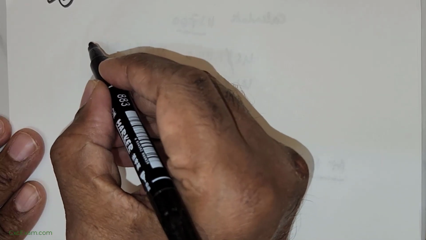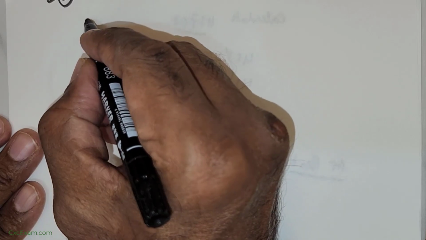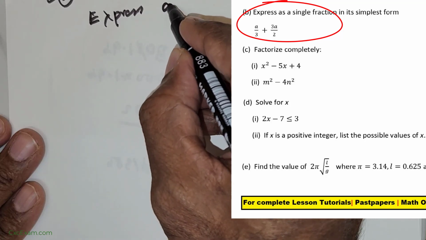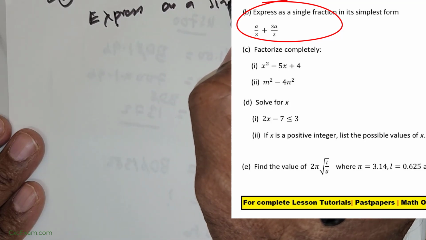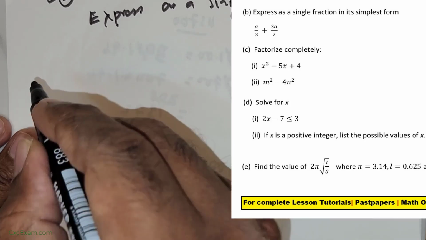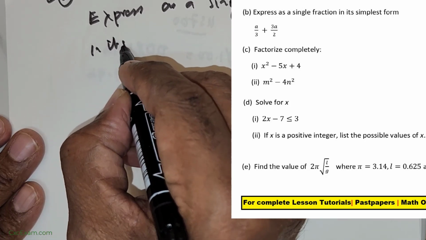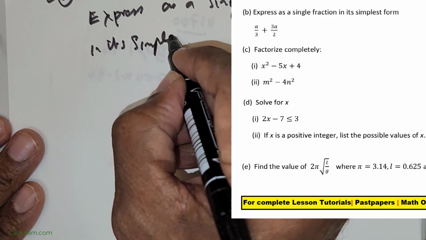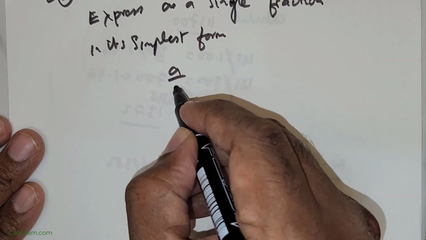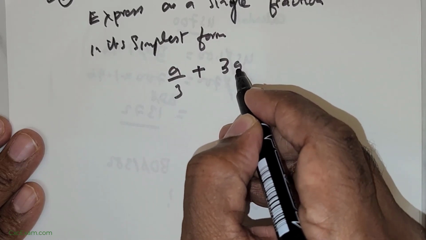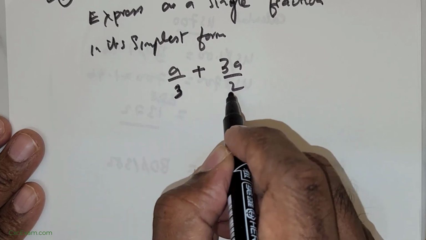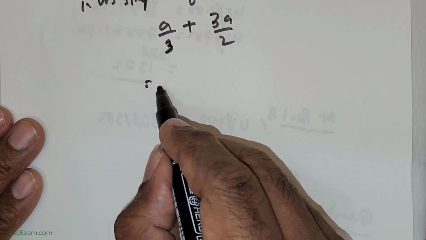Now this is 2b. It states: express as a single fraction, in its simplest form. So you have a over 3 plus 3a over 2. So the denominators are 3 and 2. You have to be careful with that.